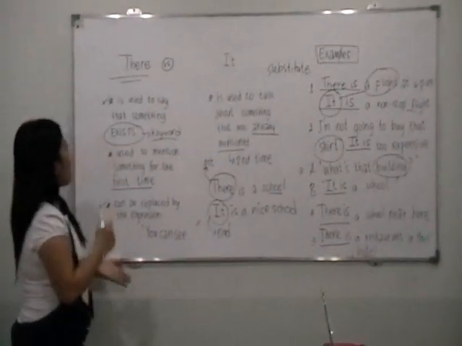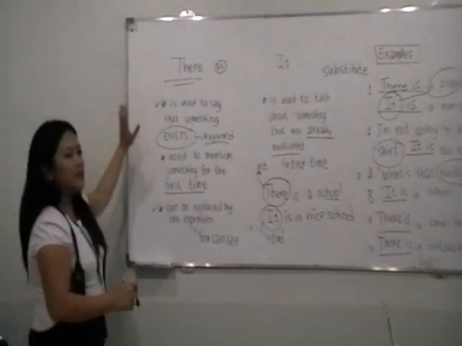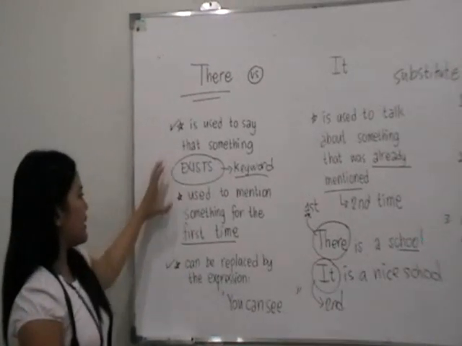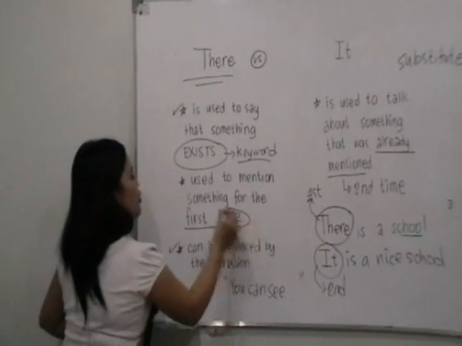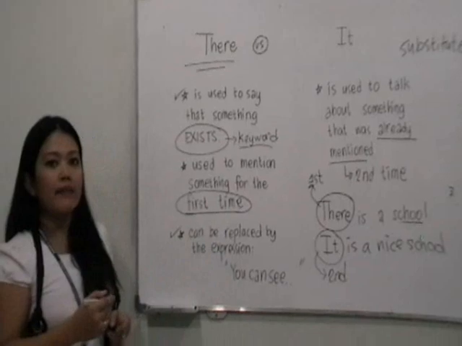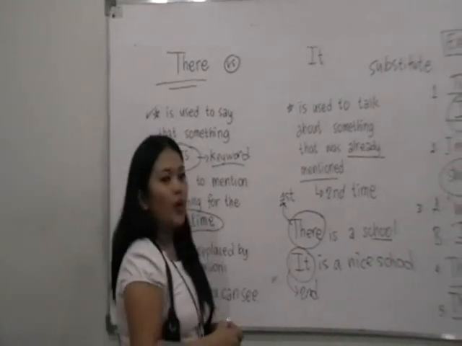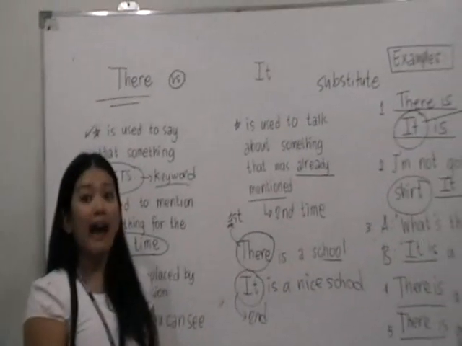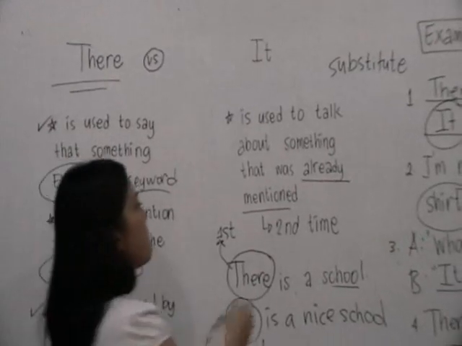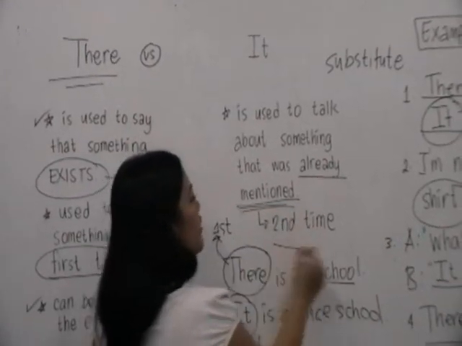Okay, let's do a recap again. There: something exists, and we talk about something for the first time. It: we only talk about a noun that was already mentioned for the second time.